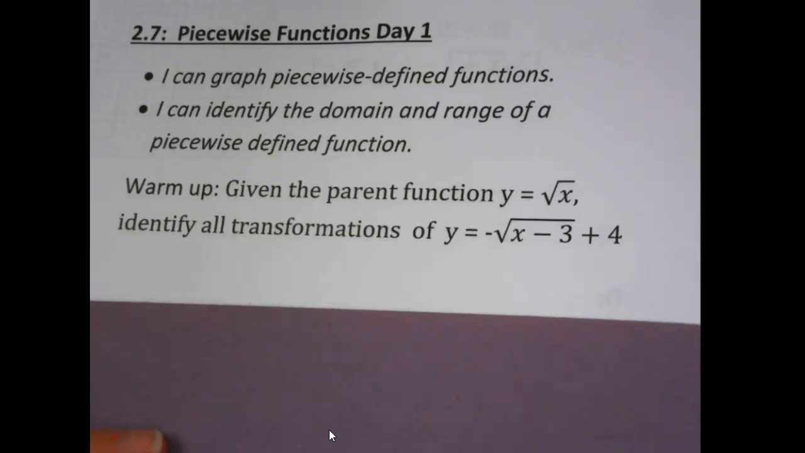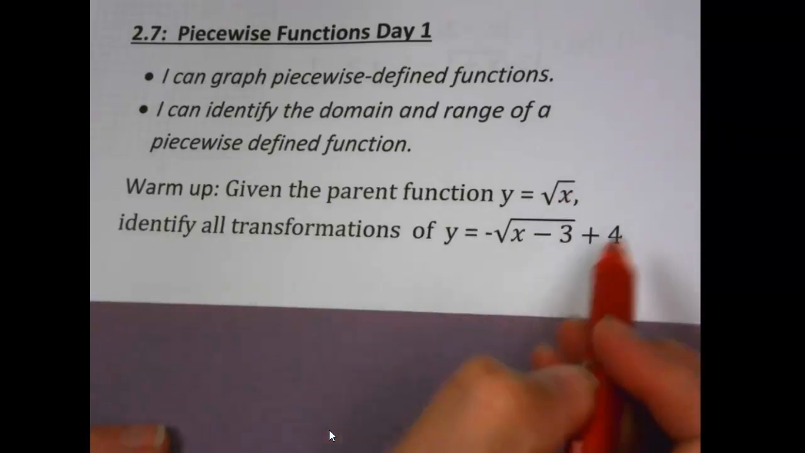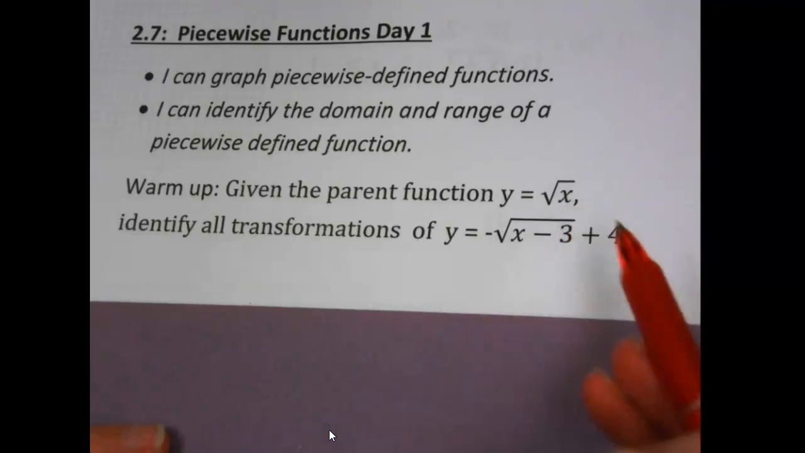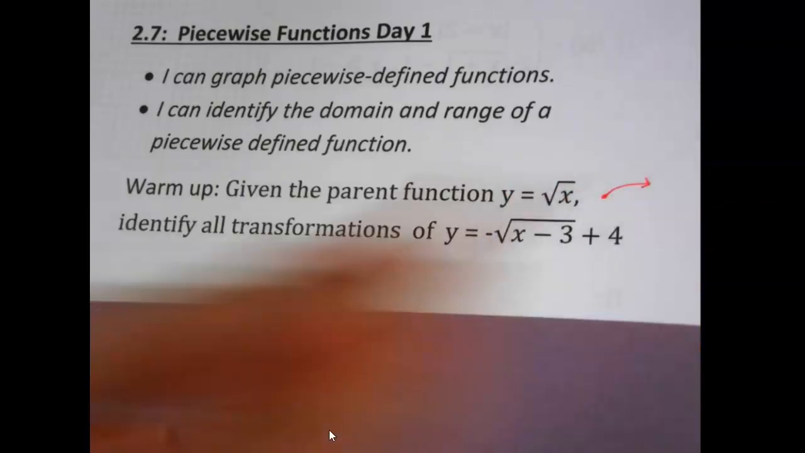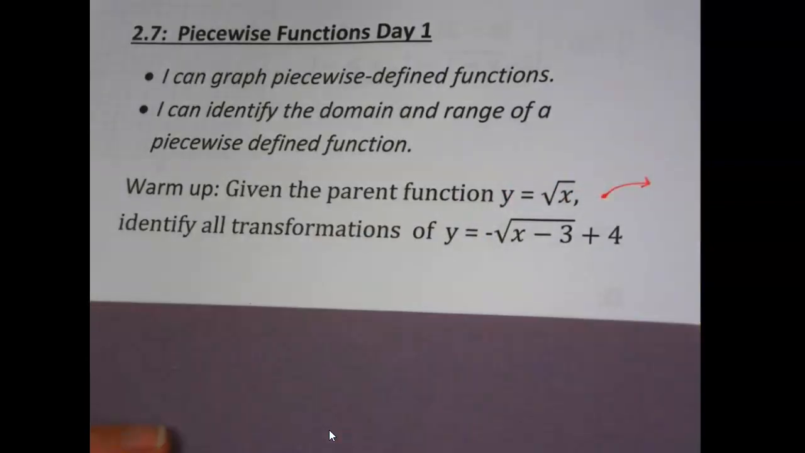Transformations of parent functions. So here we have the square root of x. Remember, this is the function that looks like half of a sideways parabola if we were to graph it. But all we want to do right now is just identify the transformations that are happening. So go ahead and hit pause, see if you can figure out everything that happened, and come back and check.